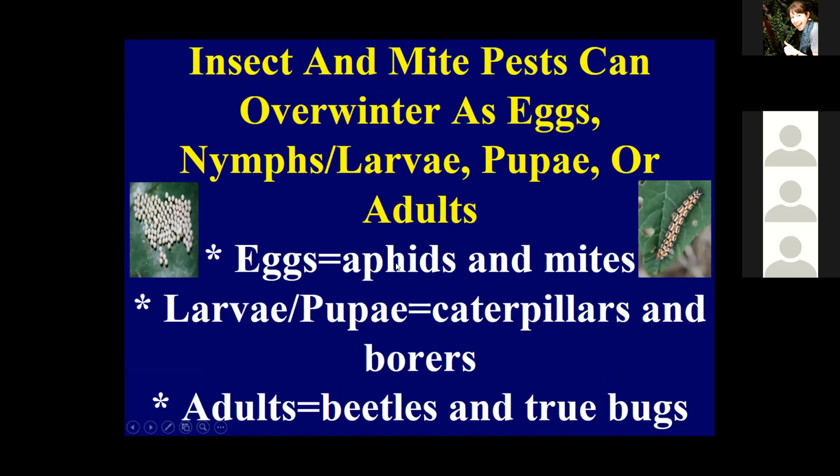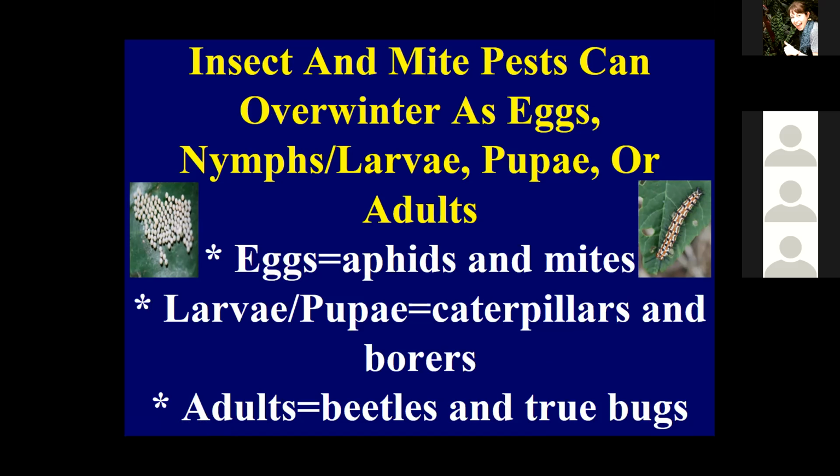In general, aphids and mites overwinter as eggs, and they can overwinter in the soil, on plant parts, or in debris. Larva and pupa, that's caterpillars and wood-boring insects, which we'll talk about. And then beetles and true bugs tend to overwinter as adults. And some of these, of course, as you know, come into your house in the wintertime to escape the winter temperatures, especially when they really, really get cold, like minus 16 degrees Fahrenheit, by the way.